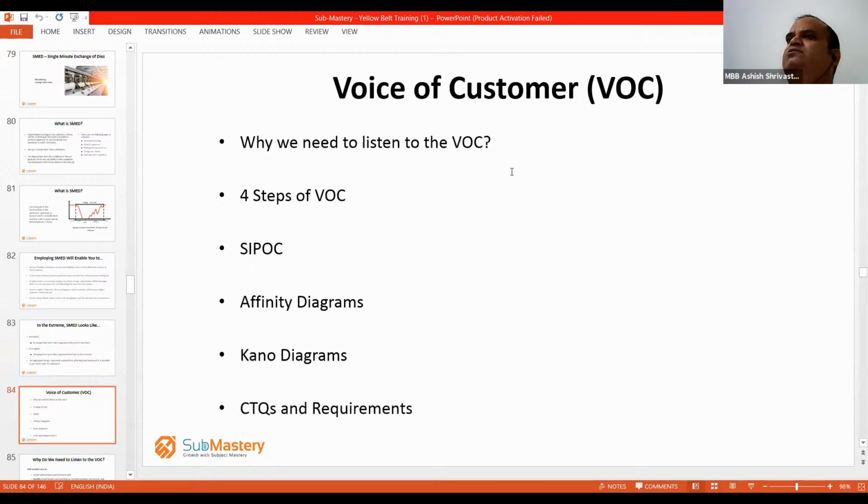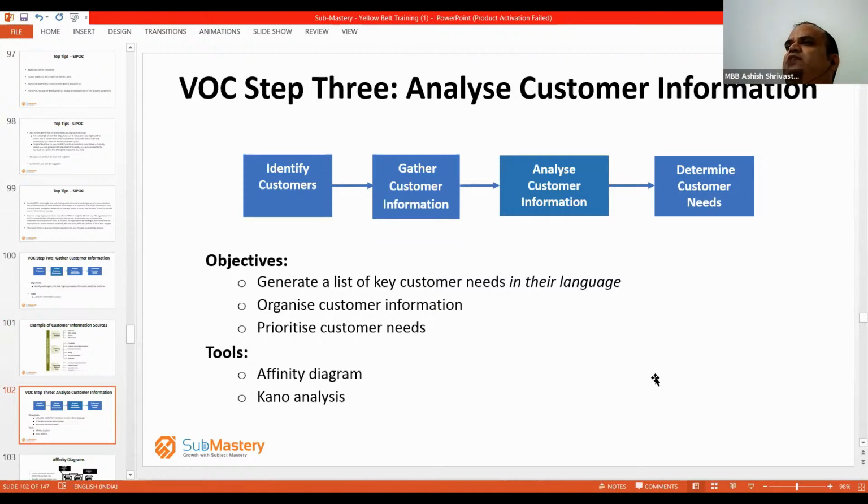The voice of customer. What is the next step? And you have to analyze your customer information. For this, you can use an affinity diagram, you can use Kano analysis. Kano analysis is a very famous tool you use to identify your different kinds of customers.